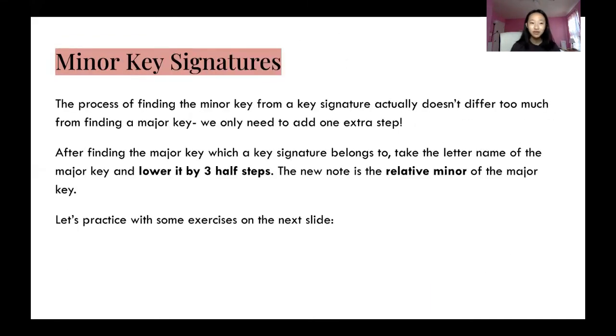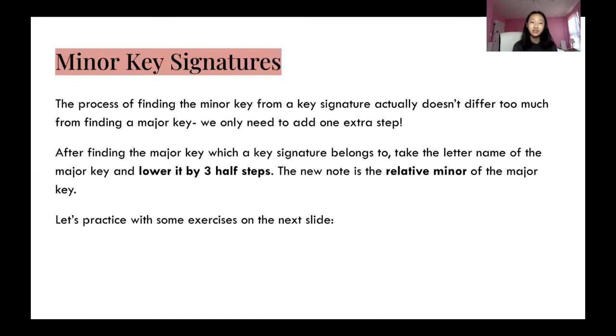Now we're going to move on to minor key signatures. The process of finding the minor key from a key signature actually doesn't differ too much from finding a major key, and we only have to add one extra step. After finding the major key which a key signature belongs to, you take the letter name of the major key and lower it by 3 half steps. This new note is called the relative minor of the major key.